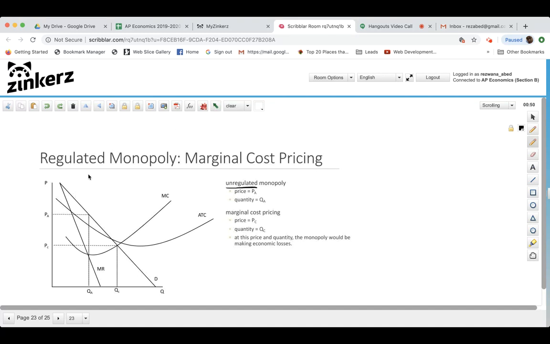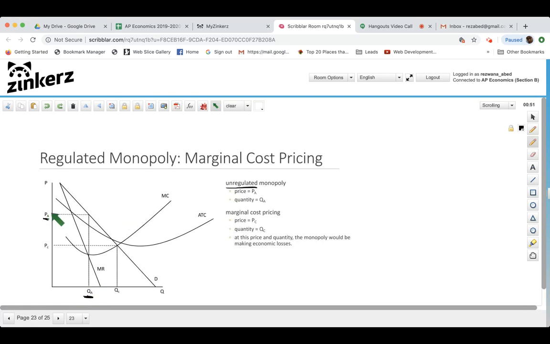So you have your monopolist demand curve, the marginal revenue curve, the marginal cost curve, and then the average total cost curve, which is essentially declining along the demand. If the government just left the monopoly on its own and didn't regulate it, this is what would happen. The price that they would charge is PA. The quantity that they would produce is QA.